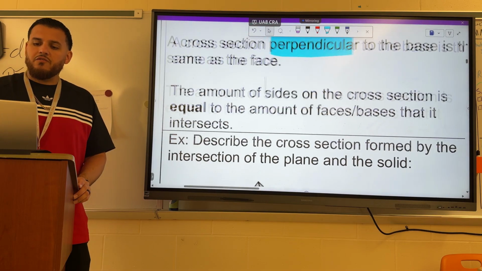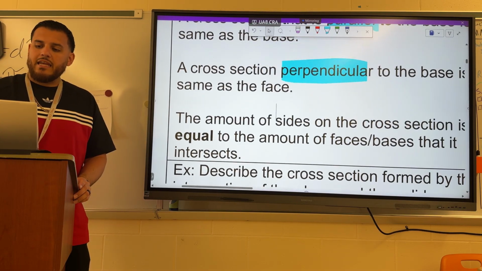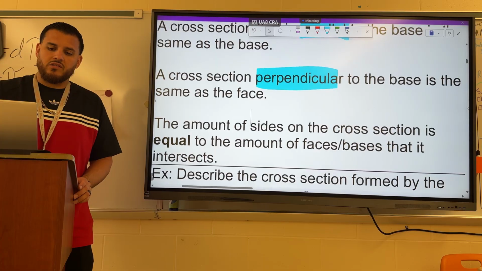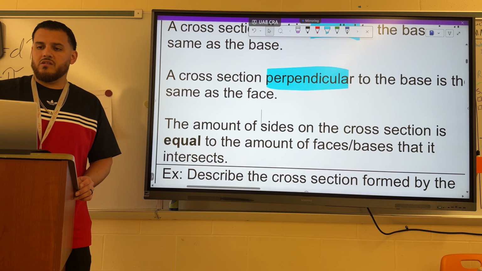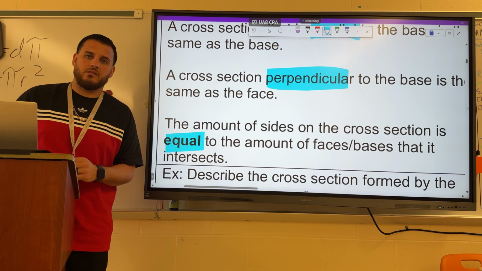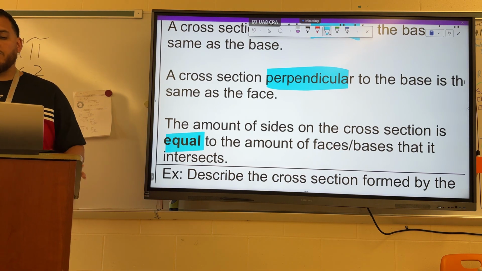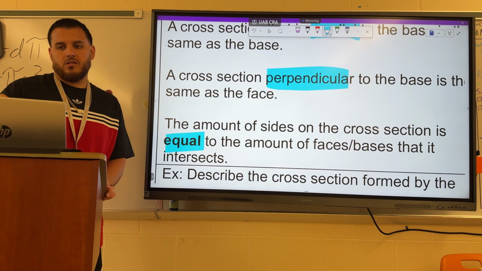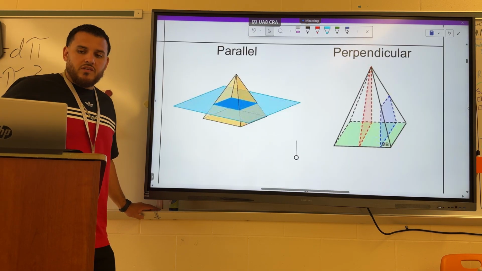Okay, then if we have something that is like diagonal or so on, then we're going to have cross sections that are in shapes that have an equal amount of sides that are intersected by the plane that is doing the cross section. Here are some more visuals to help you out here.